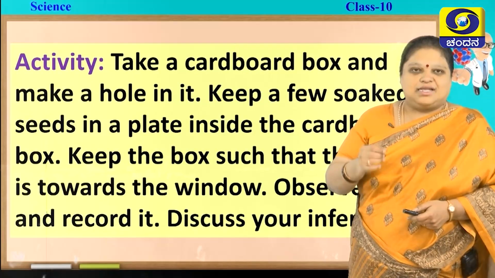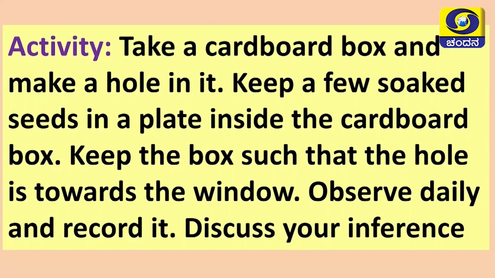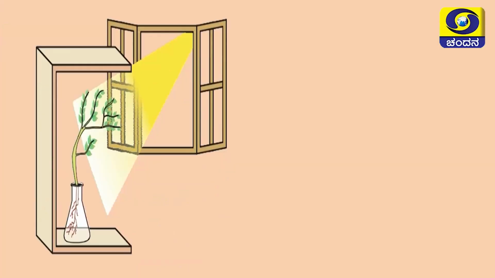Now, here let us have an activity. Take a cardboard box and make a hole in it. Keep a few soaked seeds in a plate inside the cardboard box. Keep the box such that the hole is towards the window. Observe daily and record, and then discuss your inference. What do you prove by this? I want you to do this activity. Next, we will see another activity.